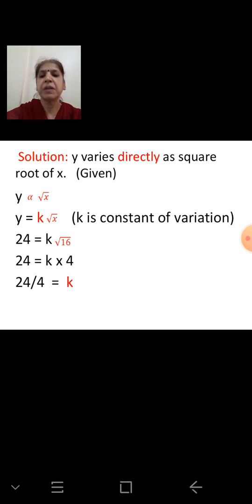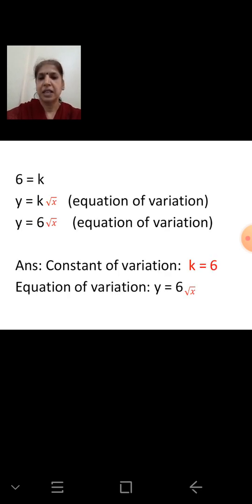Now both the numbers are divisible by 4. The common number is 4. 4 ones are 4, 4 sixes are 24. So our constant of variation is 6. Now the equation of variation. What is the equation of variation? y is equal to k root x. y is equal to, we got the value of k, yes, we will substitute here. That is 6 root x. So our answer is constant of variation, that is k is equal to 6, and equation of variation is y is equal to 6 root of x, that is square root of x.